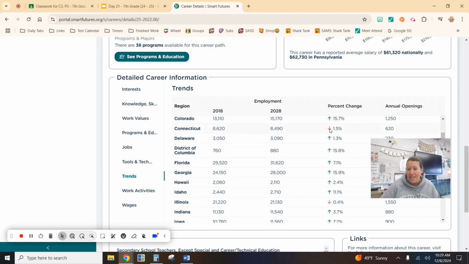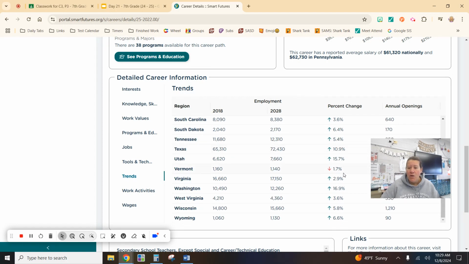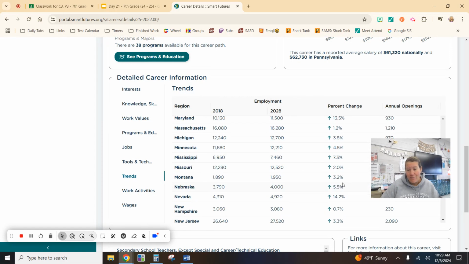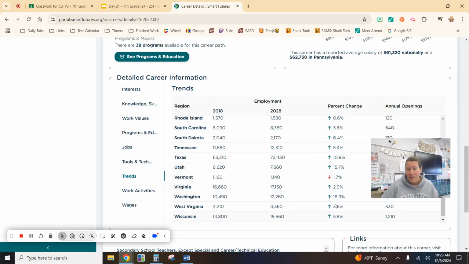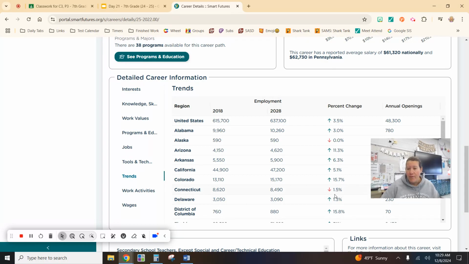Connecticut would be decreasing, meaning there's going to be fewer jobs per year. It might be harder to find a job there. What looks really good right now is Georgia, up to 15.9%. So that's where you're going to find the supply and demand. Overall in the U.S., it looks like most of the states are growing. There's very few that are shrinking. So you're most likely going to be able to find a job as a middle school teacher.